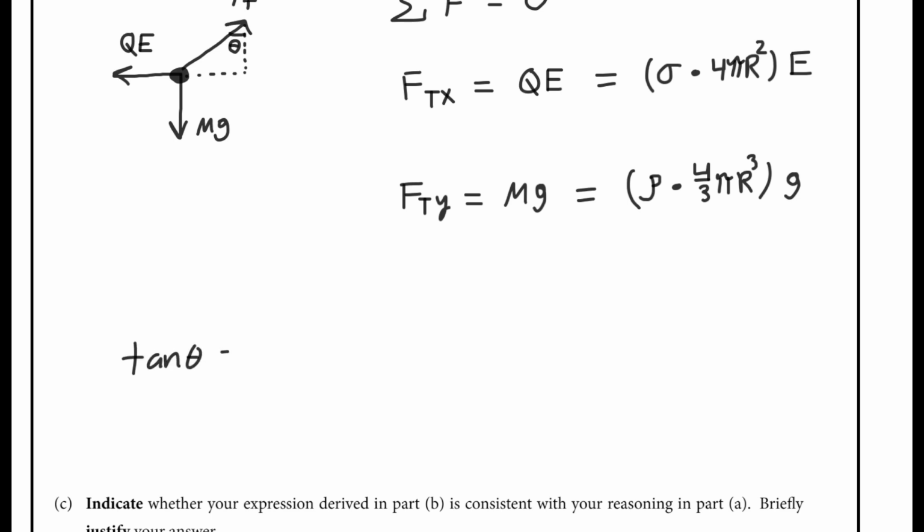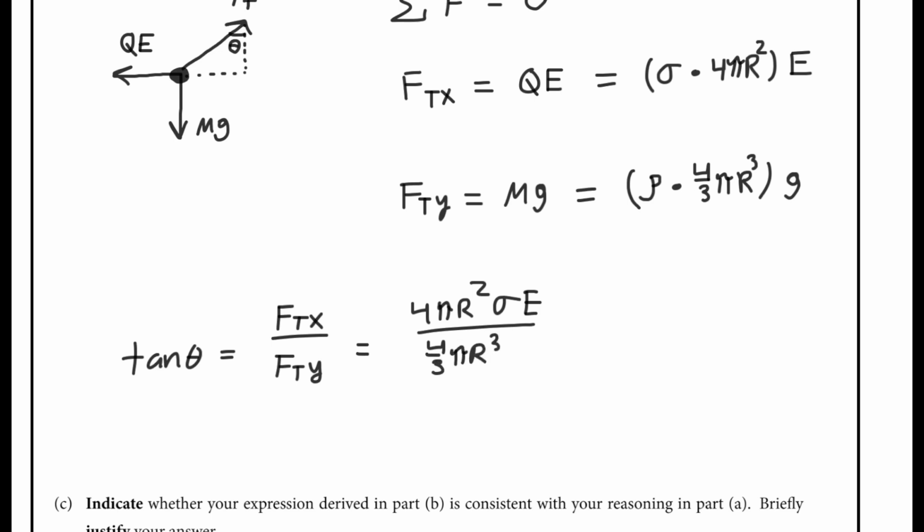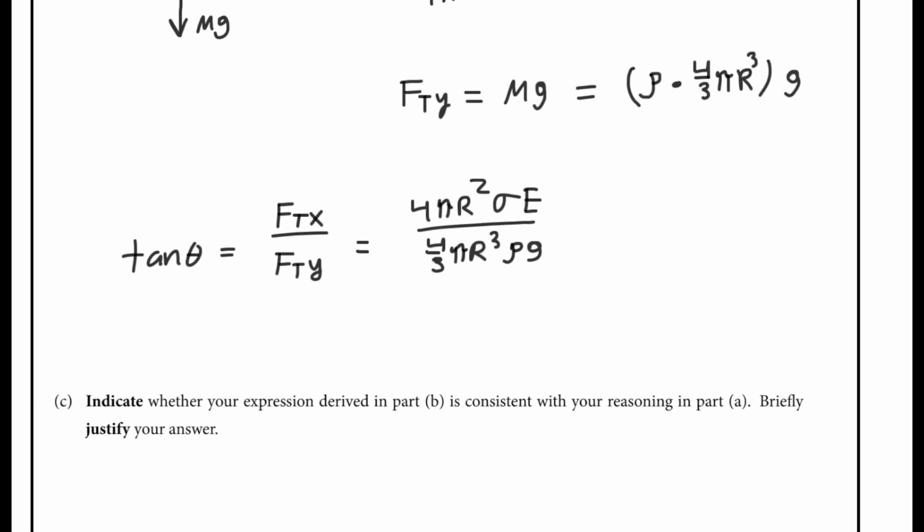So it's just going to be FTx divided by FTy, which is 4 pi r squared sigma E divided by 4/3 pi r cubed rho g. And I'm actually going to simplify it a step further because we get some cancellations.